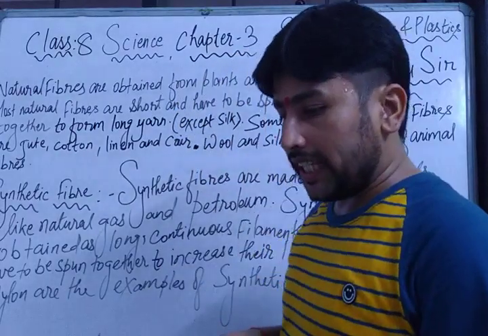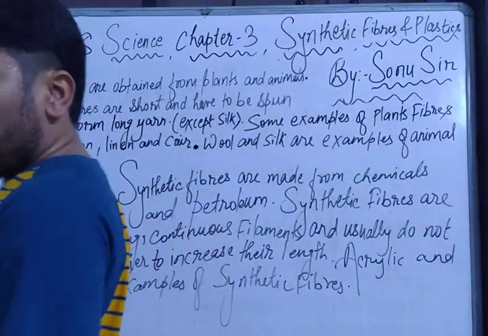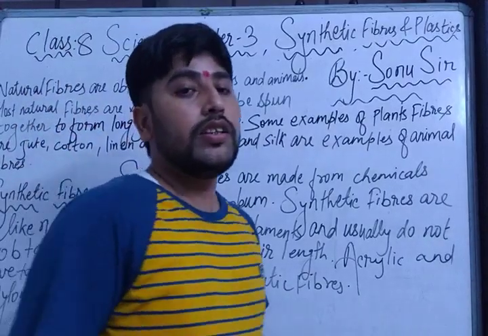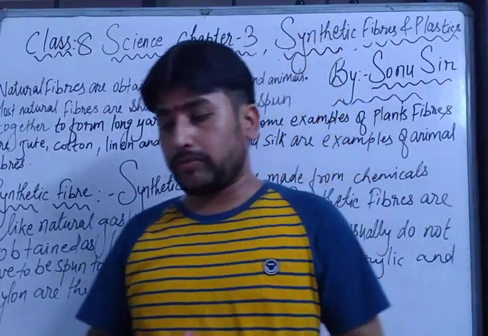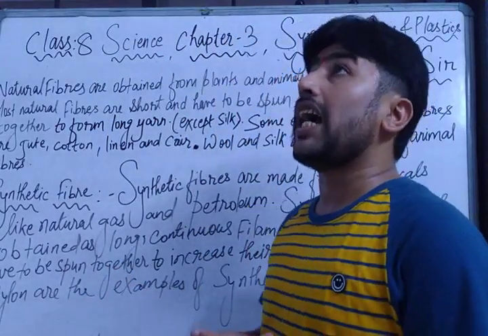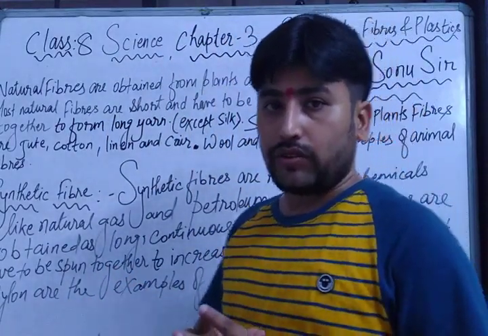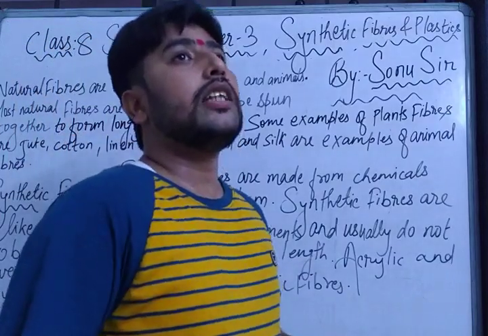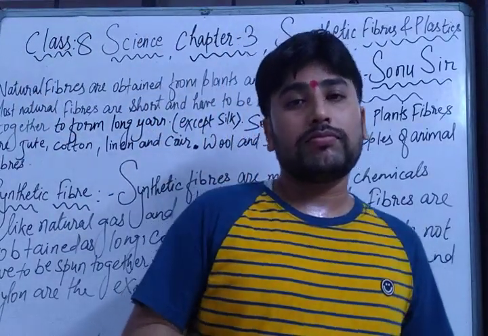Okay, some important synthetic fibers. What are some important synthetic fibers? Can you name any of them? Rayon. What is rayon? Can you tell me? Rayon is also called artificial silk. Natural silk you know very well. In the 7th standard we have studied about natural silk. Natural silk is obtained from cocoons.